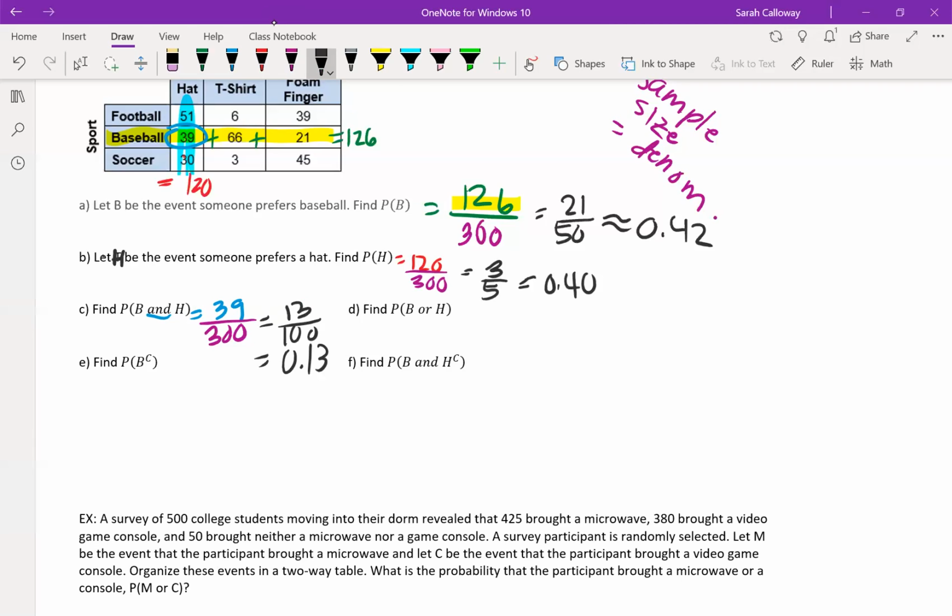And then when we're finding the or, we're actually using all of the values from the previous steps. Remember that the probability for an or is still going to be over the sample space, but it's the total for the probability of B, so B was 126, plus the total for the people that preferred a hat, so plus 120, minus the people that got counted twice, which were the people that prefer baseball and a hat in general. And so that adds up to 207 over 300.